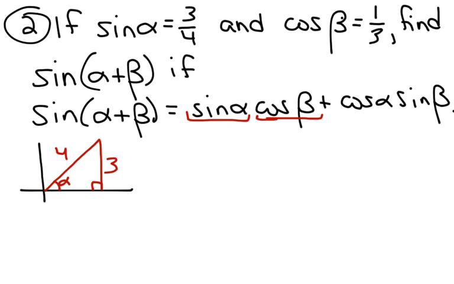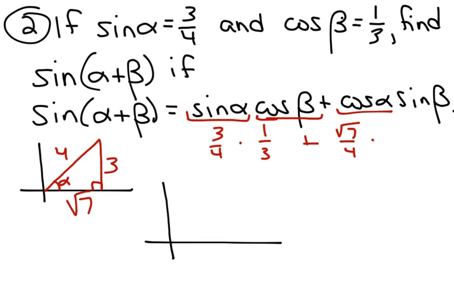So to find the cosine of alpha, I need to find the side opposite using the Pythagorean theorem. You should probably figure out real fast that it's going to be the square root of 16 minus 9. So it's going to be the square root of 7. So this is 3/4 times 1/3 plus, now I know the cosine of alpha is going to be the square root of 7 over 4 times, now I need to find the sine of beta.